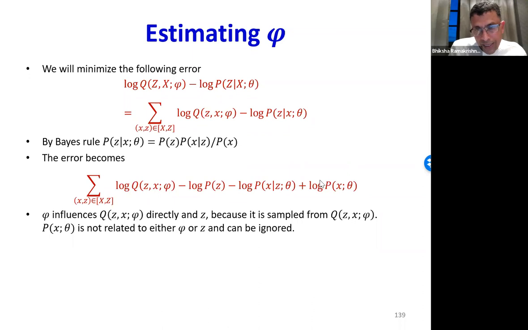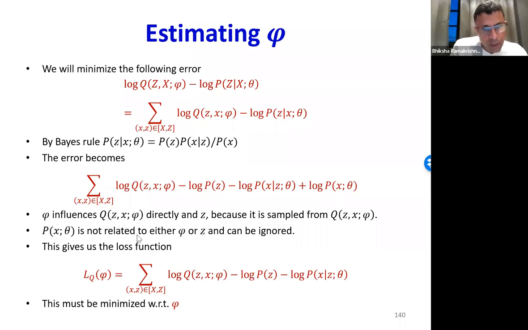This term, on the other hand, has no Z in it and does not depend on phi, so it can be ignored. So we're only going to be minimizing the sum over all training instances of log of Q minus log of P of Z minus log of P of X given Z, right?